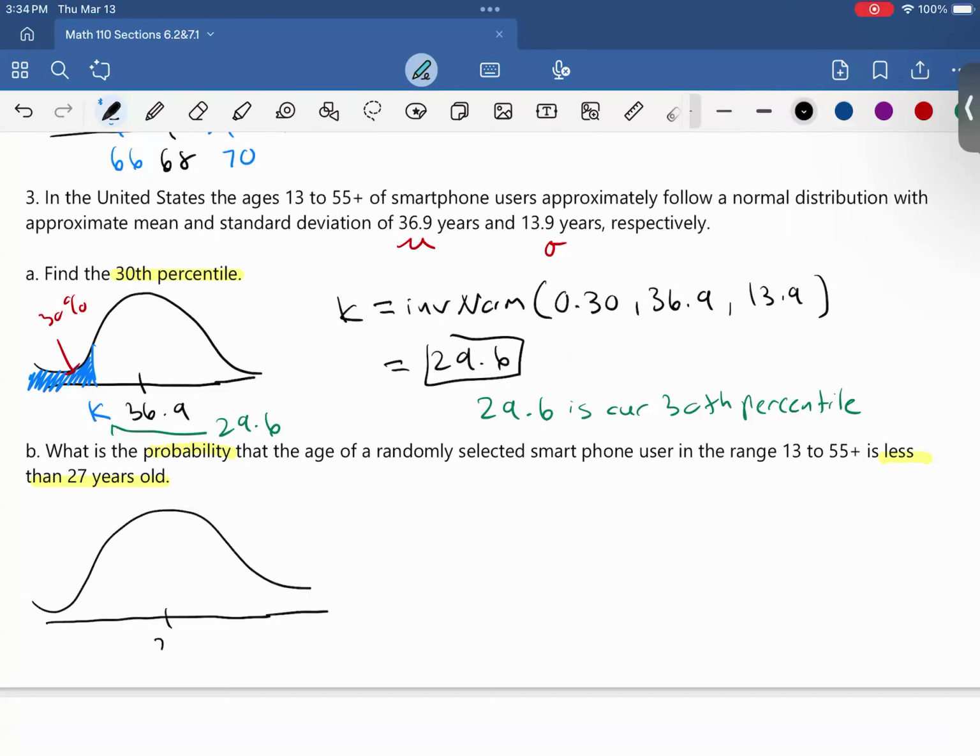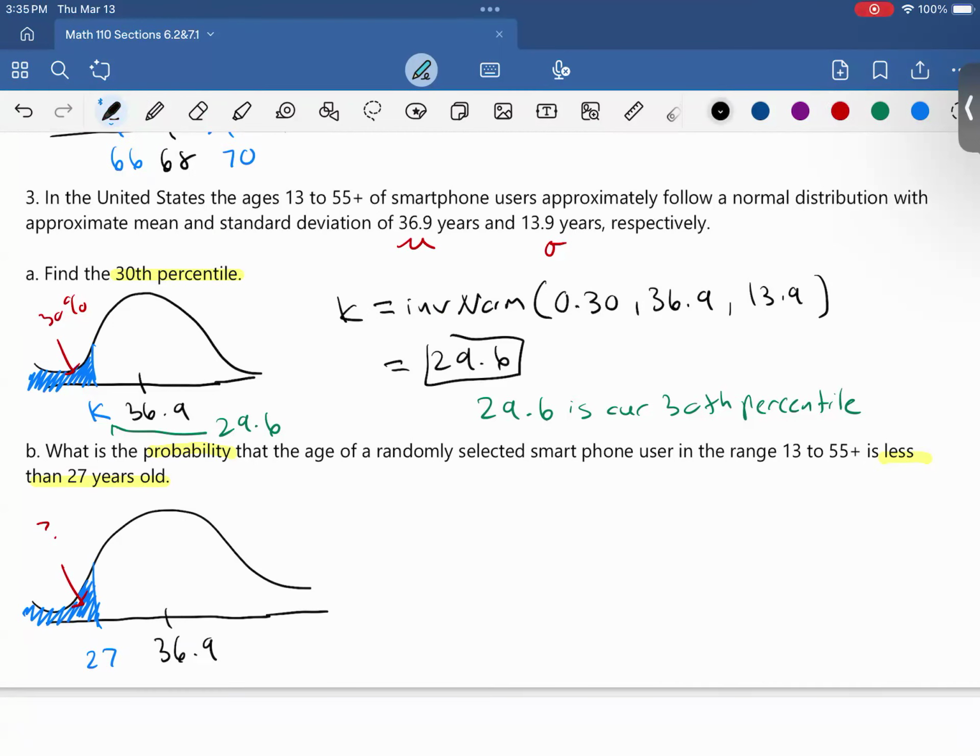Okay, so our mean is still the same, 36.9. I'm trying to find the probability less than the age of 27. So 27 is right there below the mean. And I'm trying to find probability less than that age, so I'm going to shade everything to the left. Okay, so here is the shaded region that I want to find. I don't know what that is, and my goal is to figure out what that shaded region is.